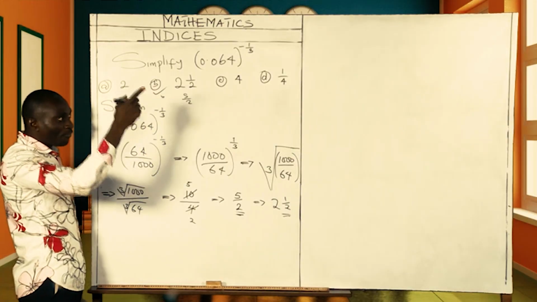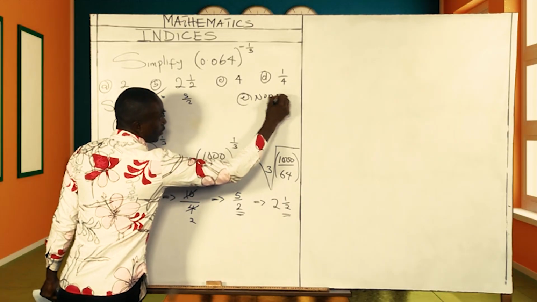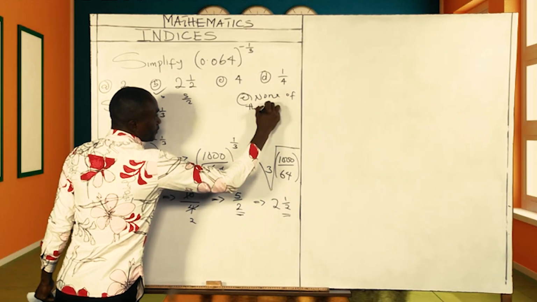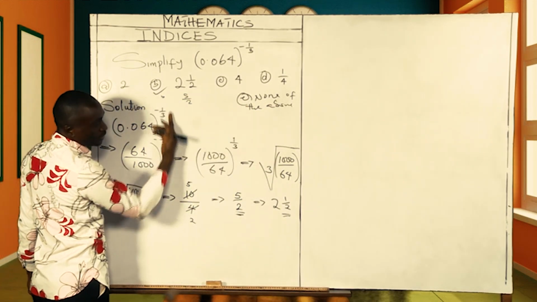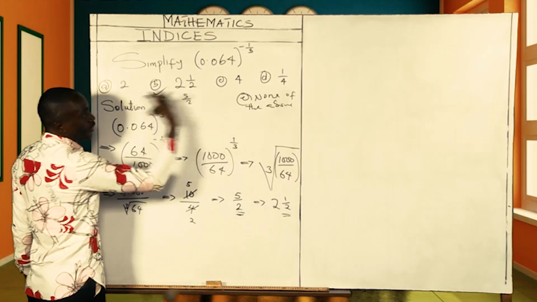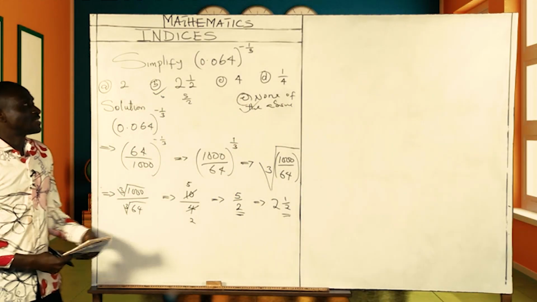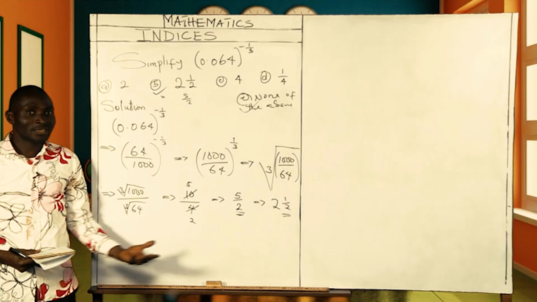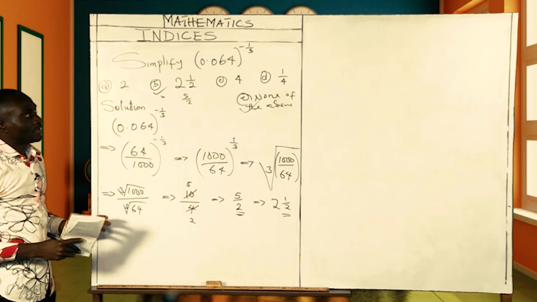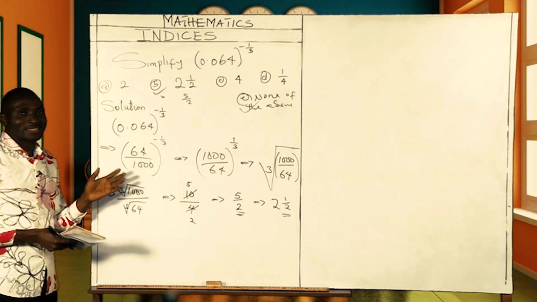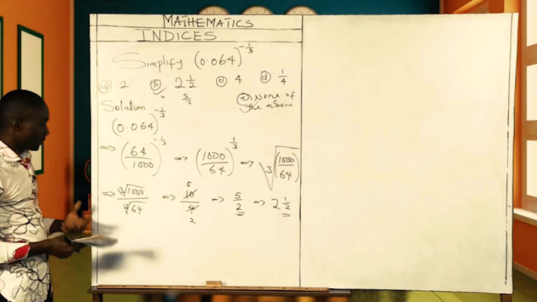And they might go further by saying option E is none of the above. Because you did not see 2 and 1 over 2 among the options, and option E says none of the above, you just wrongly select option E as your right answer. So you have to be very careful and mindful of these tactics that examiners usually use to sway the students or candidates.